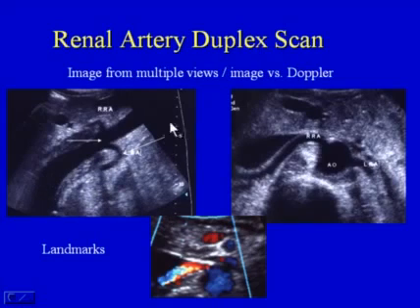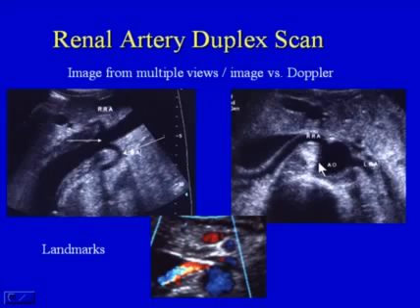Here's sort of a coronal view of the aorta. We call this the banana peel approach. We have the origin of the right renal artery. As you can see, that provides excellent Doppler angles. Here is the left renal artery. And again, both renal arteries, the proximal segments provide good Doppler angles to evaluate the arteries.